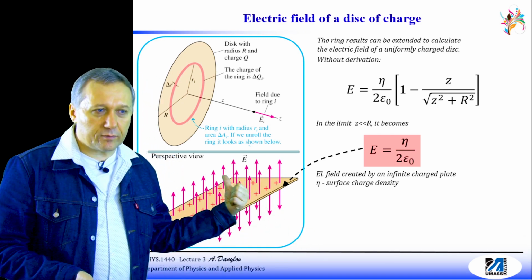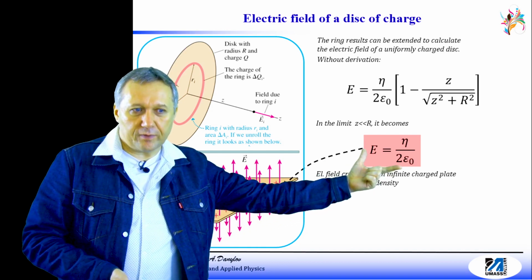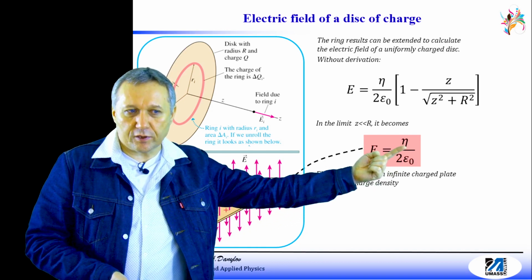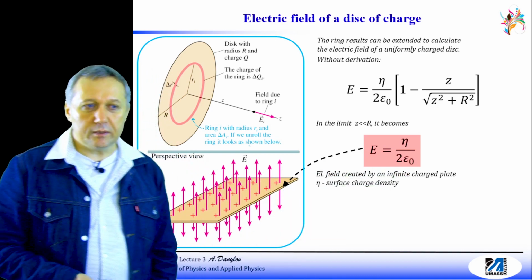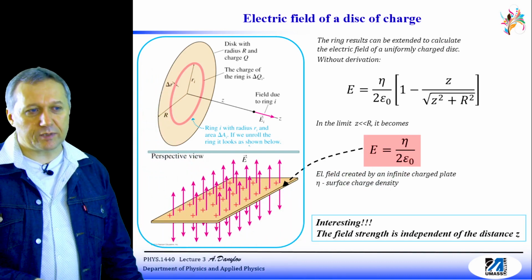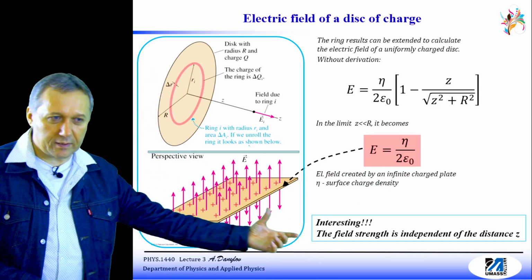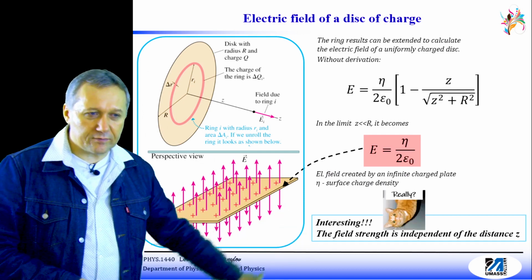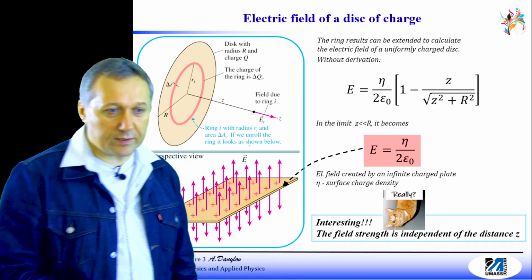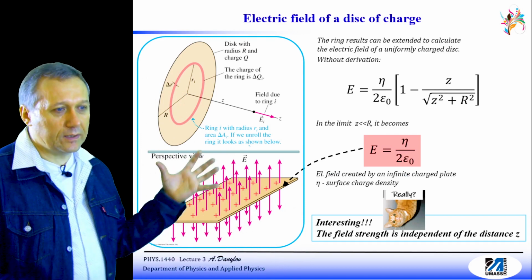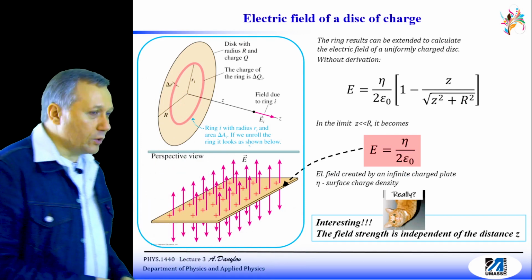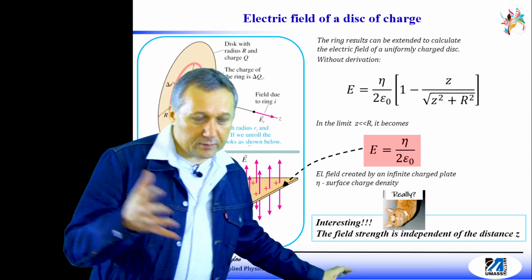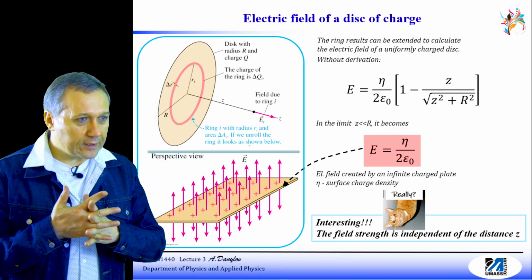And the strength of this electric field can be found by using this formula: surface charge density divided by 2 times epsilon naught. So again, the most interesting thing is that this field strength is independent of the distance. It's a uniform electric field. Okay, so this is the first example of a system which gives us a uniform electric field.